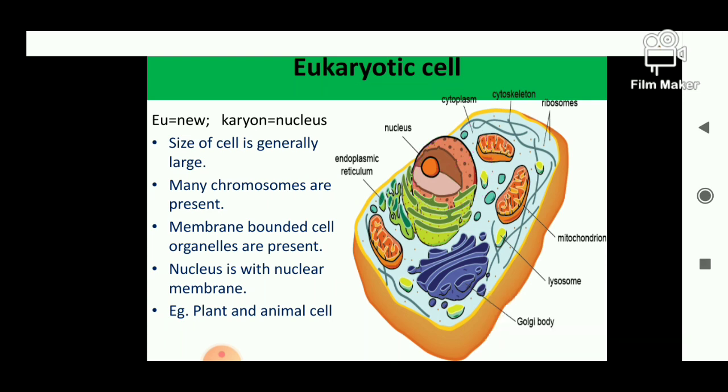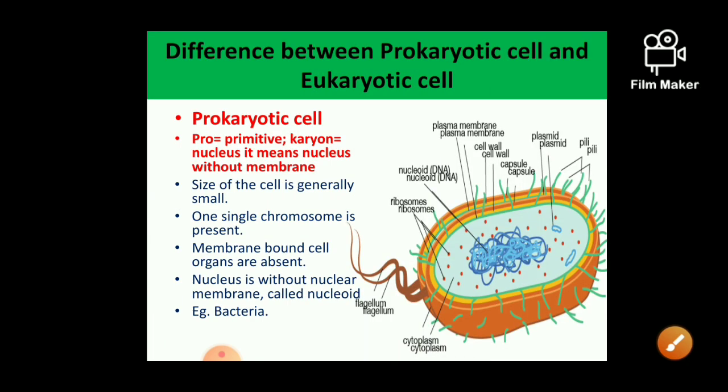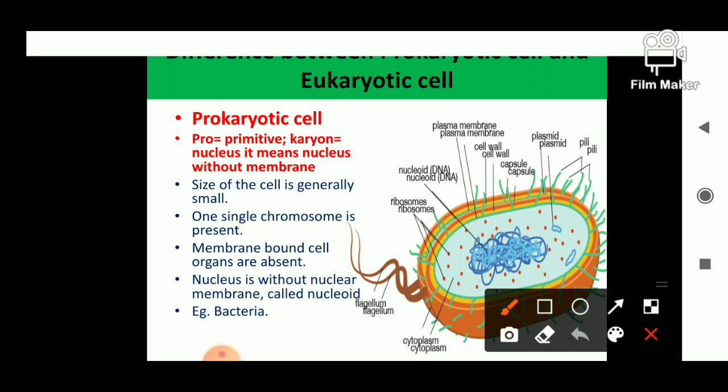Okay. Now see the difference one by one. The first is, I told you, the nuclear membrane is absent in prokaryotic cell, whereas in eukaryotic cell it is present. All the material is bounded in the nuclear membrane. The next is the size of the cell is generally small. The next, one single chromosome is present. You can see this. This is a single thread. One chromosome is present. And membrane bounded organelles are absent in it. Only ribosome is present there. And nucleus is without the nuclear membrane, I told you.